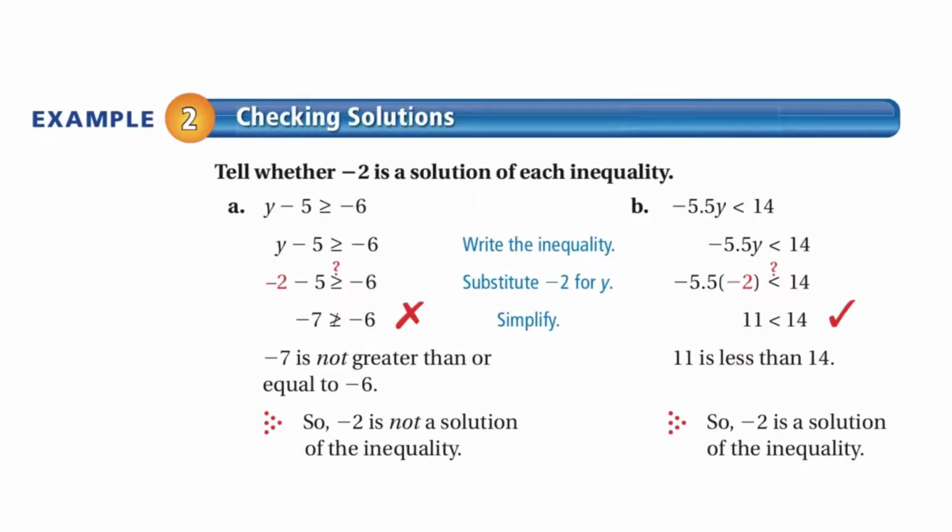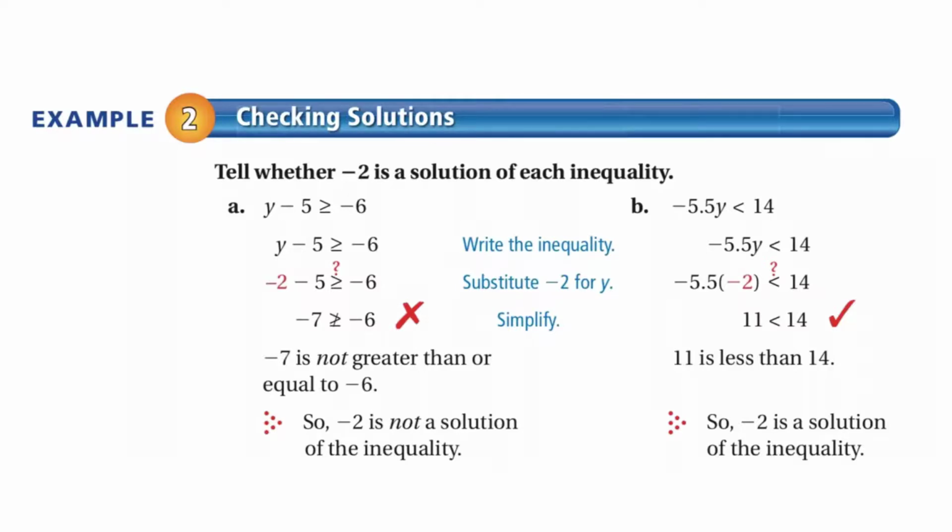For example 2, checking solutions. Tell whether negative 2 is a solution of each inequality. So we put negative 2 in place of the variable. So for y minus 5 is greater than or equal to negative 6, if we put negative 2 in there, it becomes negative 2 minus 5 is greater than or equal to negative 6. Negative 2 minus 5 is negative 7. Is negative 7 greater than or equal to negative 6? No. Negative 7, it would be less than.